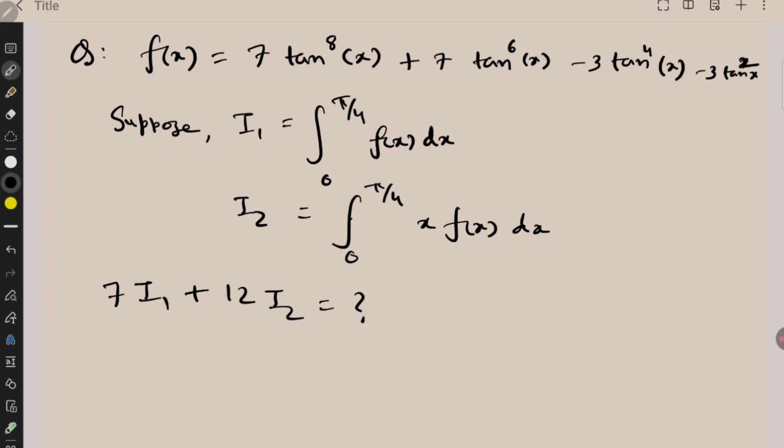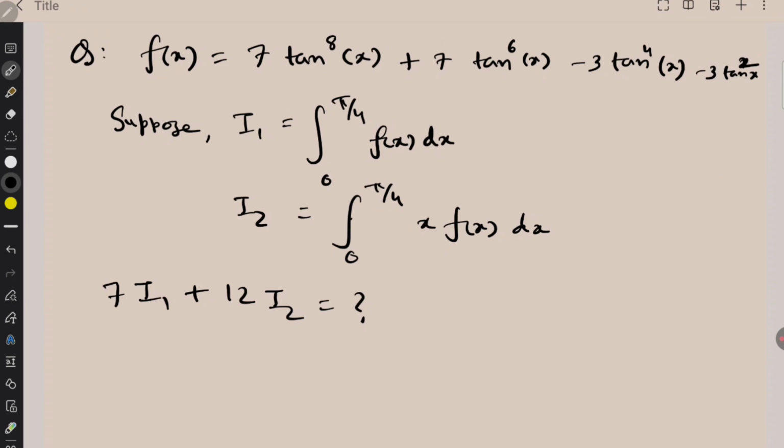Suppose we have two integrals, one is I1, which is the integral from 0 to pi by 4 of f(x) dx, and another is I2, the integral from 0 to pi by 4 of x times f(x) dx. Then what's going to be the value of 7 I1 plus 12 times I2?